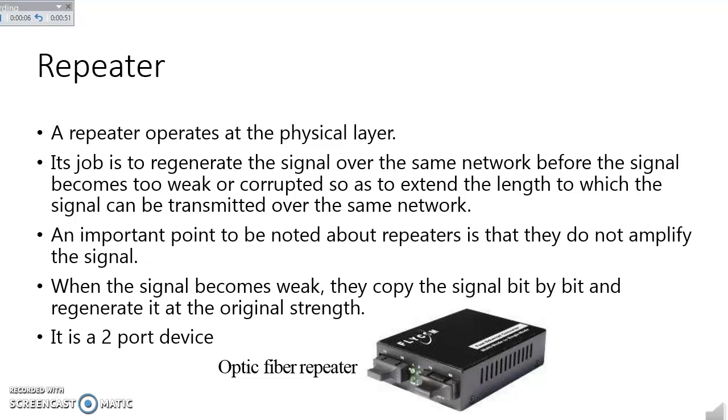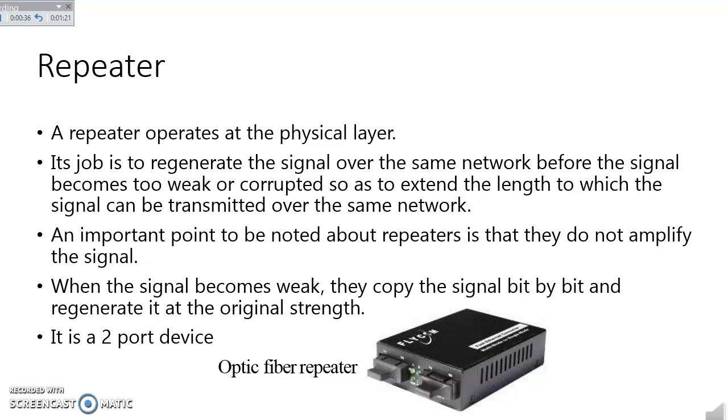A repeater operates on the physical layer. In the OSI model there are 7 layers. First is the application layer, second is the presentation layer, third is the session layer, fourth is the transport layer, fifth is the network layer, sixth is the data link layer, and seventh is the physical layer, the lowest layer. So a repeater operates on the physical layer.